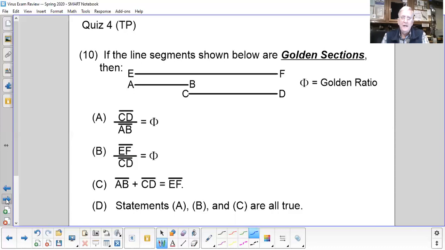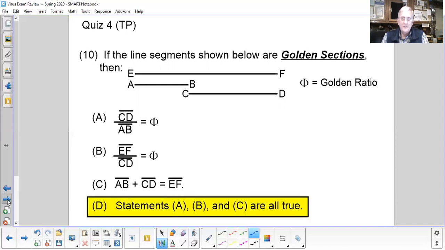Let's go to 10. If the line segments shown below are golden sections, does CD divided by AB have to give you phi? You betcha. Does EF divided by CD have to give you phi? You betcha. Does AB plus CD have to equal the length of EF? Absolutely. So it is choice D. The statements A, B, and C are all true. Those are the 3 properties you need to know to say that you have golden sections.